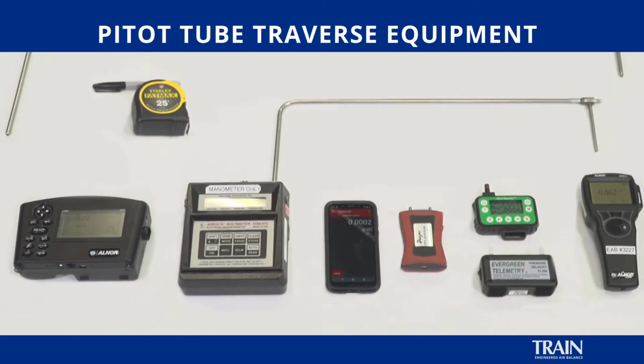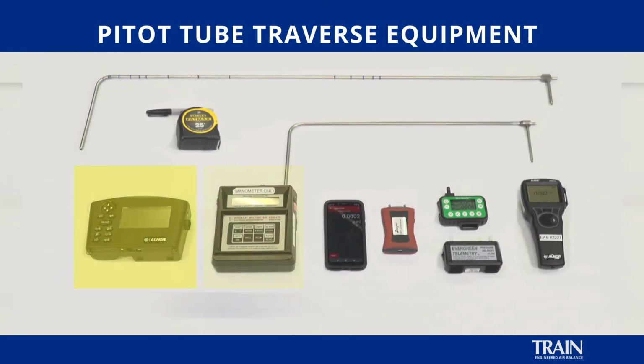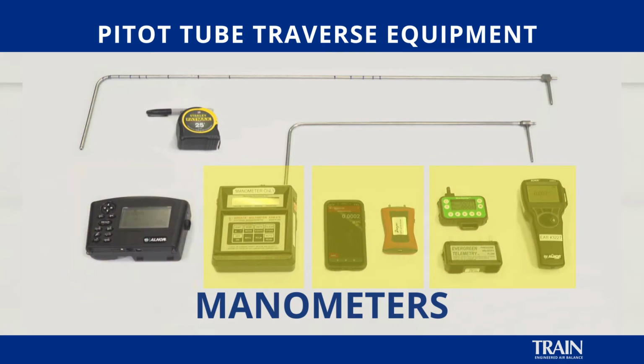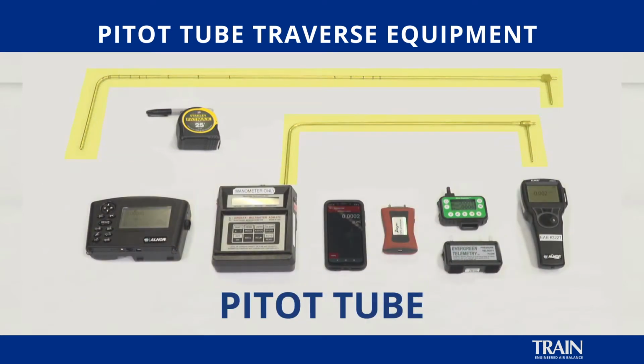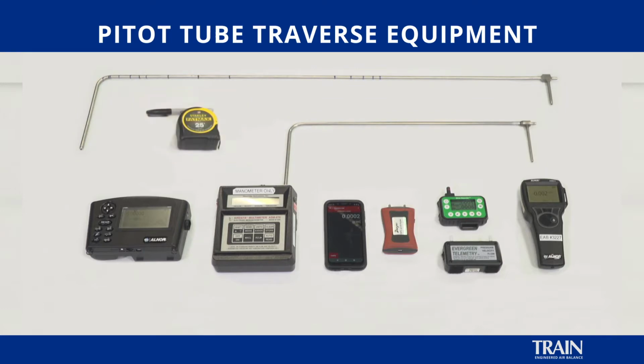Shown here are the different instruments that we're going to need to perform a pitot tube traverse. Featured here are multiple manometers from different manufacturers. We're also going to need a pitot tube, a tape measure which will aid in measuring the grid locations for the pitot tube, and of course the ductwork itself.